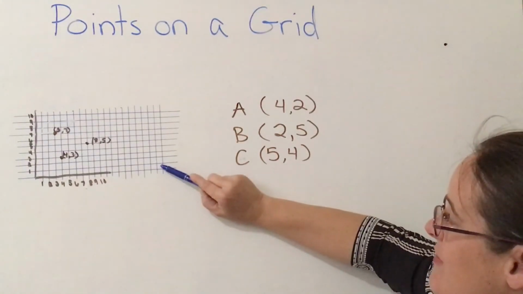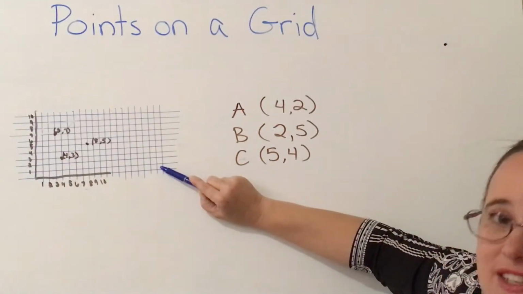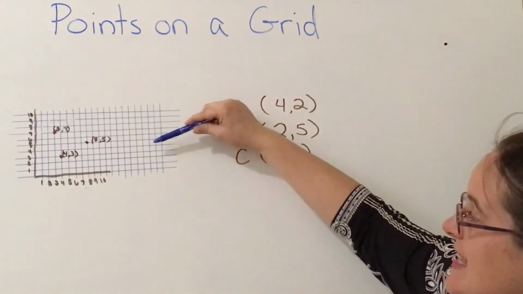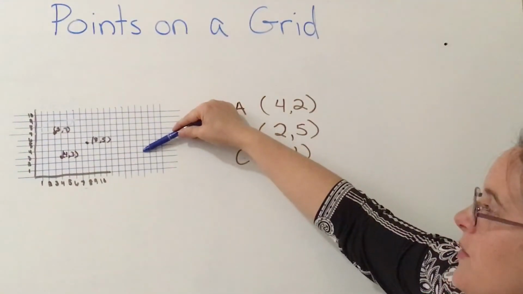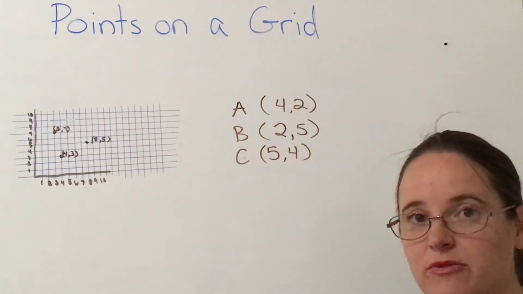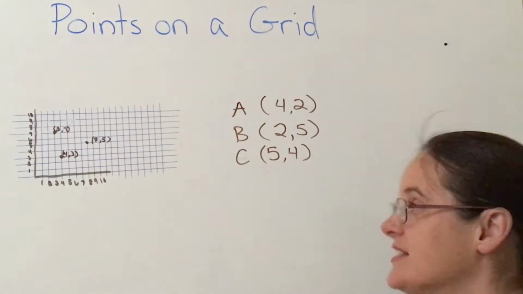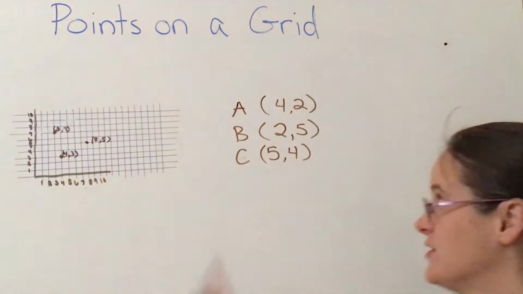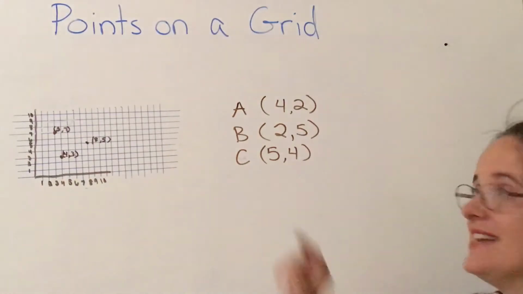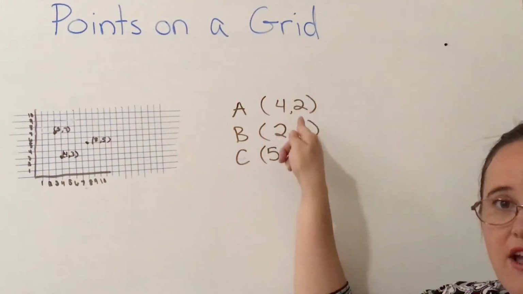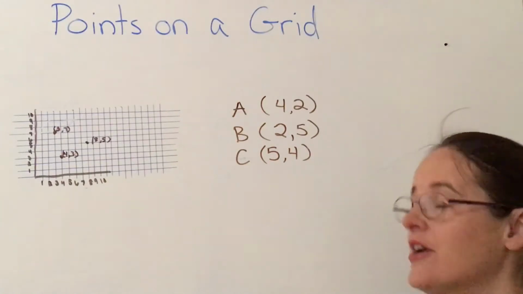I am not ever going to put a point in the center of the block here. That is not what this lesson is. This lesson is finding points where the vertical and the horizontal line cross. The math word for that is they intersect, okay? So there is a way that we read these. We write points like this inside of parentheses with one number and then a comma and then another number.